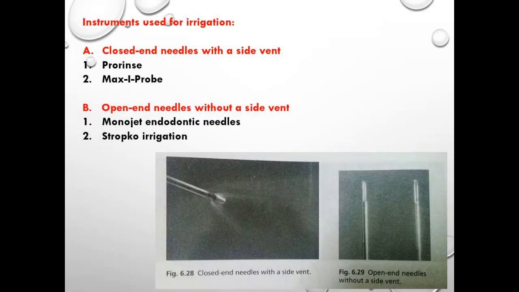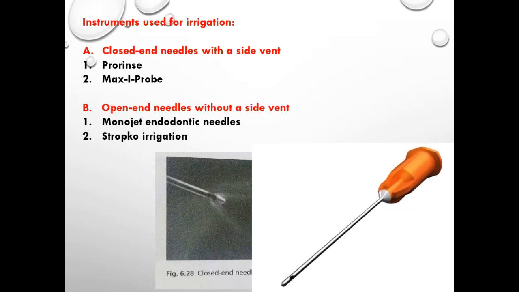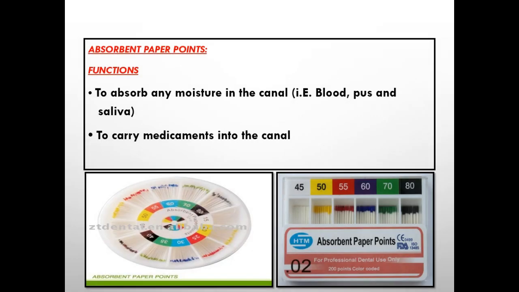The instruments used for irrigation are closed-end needles with side vent protrusions, and open-end needles without a side vent, for a monoject stroke irrigation. This type of needle should be used. Absorbent paper points absorb any moisture in the canal, that is blood, pus, saliva, everything. And they are also used to carry medicaments into the canal.